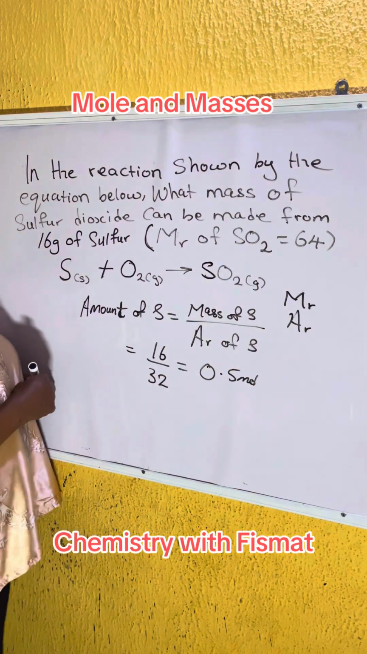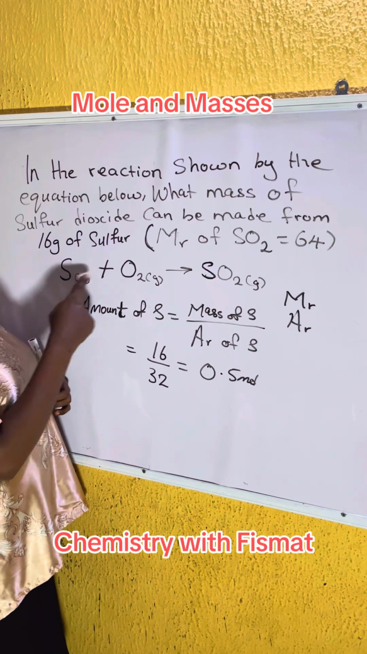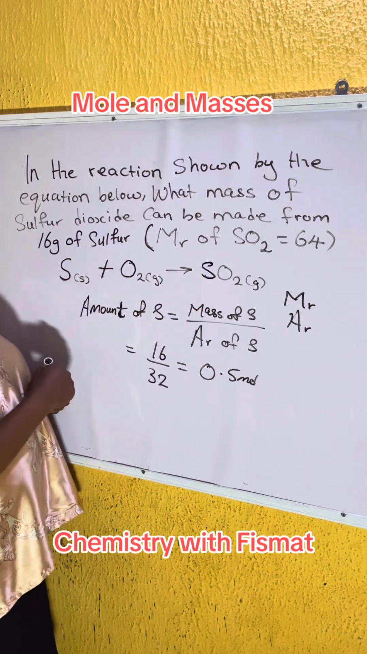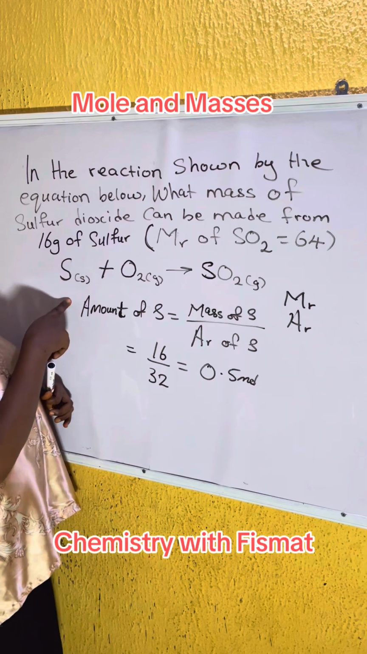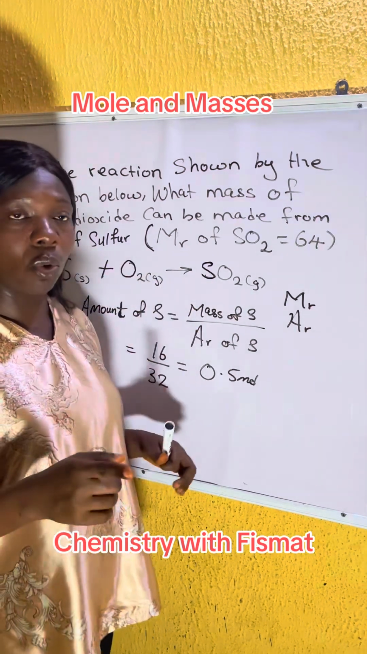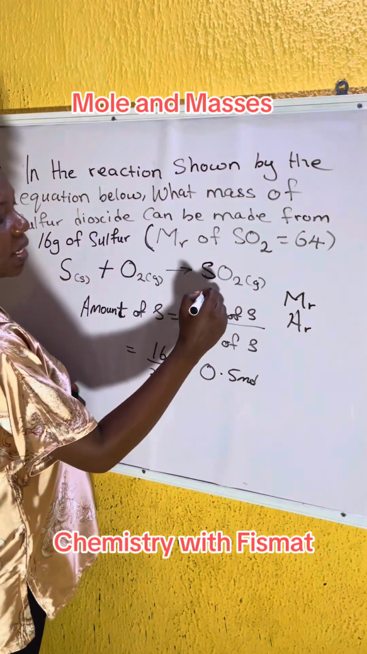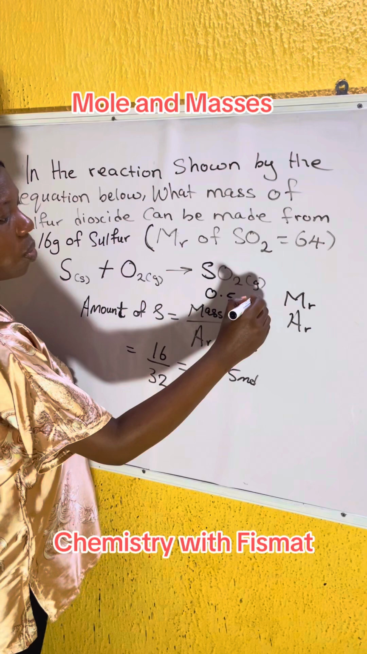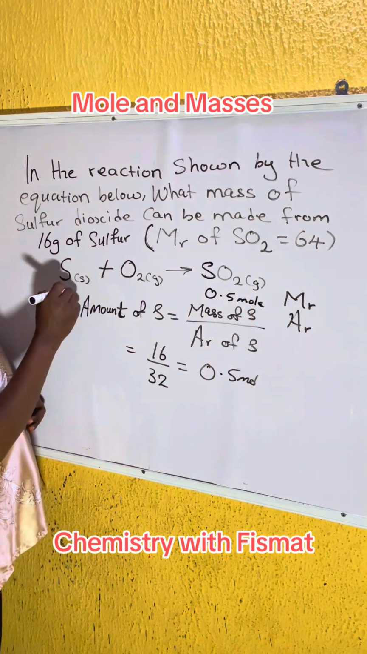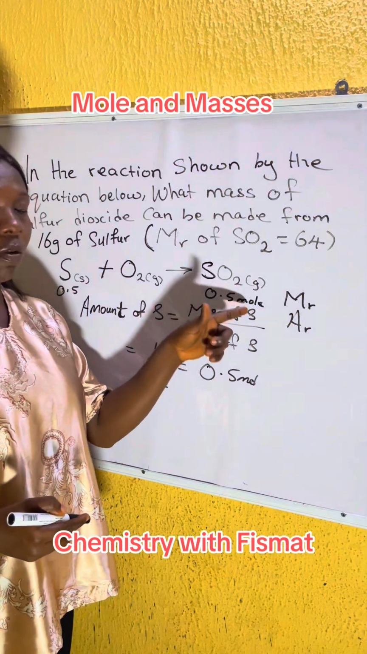If you look at this, 1 mole of sulfur produces 1 mole of what? Sulfur dioxide. So if 0.5 mole of sulfur reacts with oxygen, it's going to produce 0.5 mole of sulfur dioxide. So for sulfur dioxide here, you have 0.5 mole. So 0.5 mole of sulfur reacts to form 0.5 mole of sulfur dioxide.